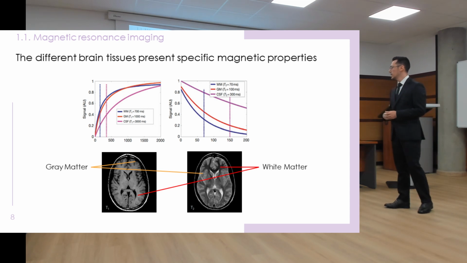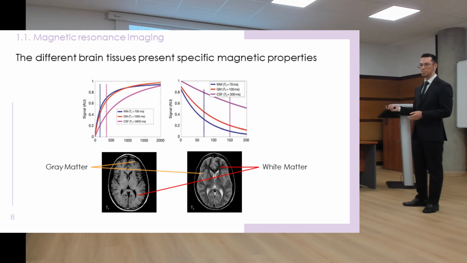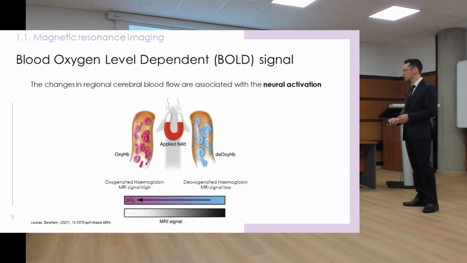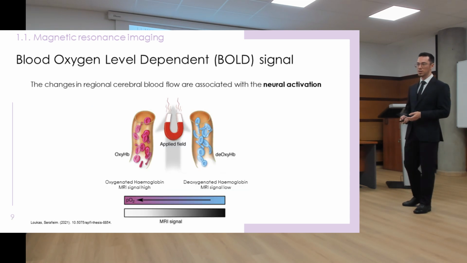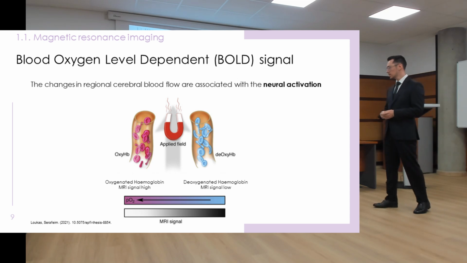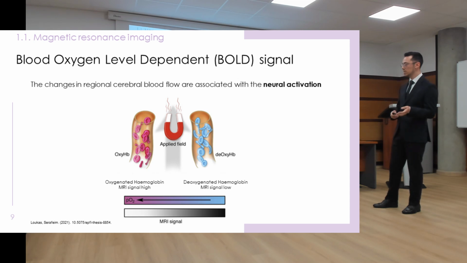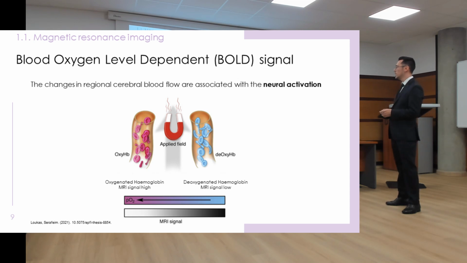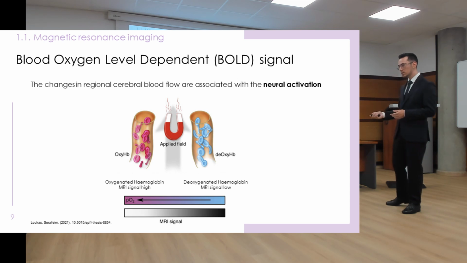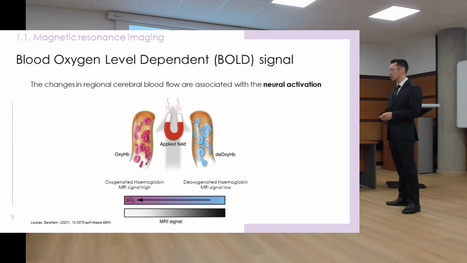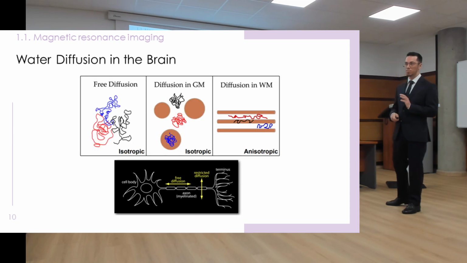So, by exploiting the different magnetic properties of these tissues, specific information about the brain can be obtained. For example, in the case of gray matter, we can observe the BOLD contrast, which is extracted from the magnetization differences between oxygenated and deoxygenated hemoglobin. The BOLD signal provides key information about brain activation.